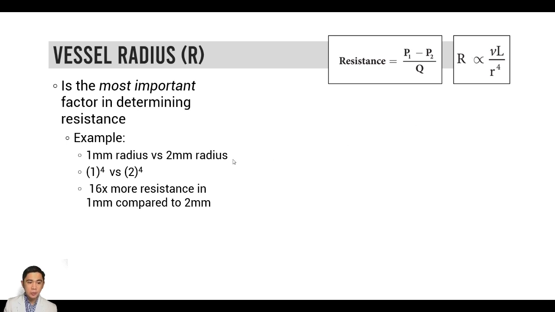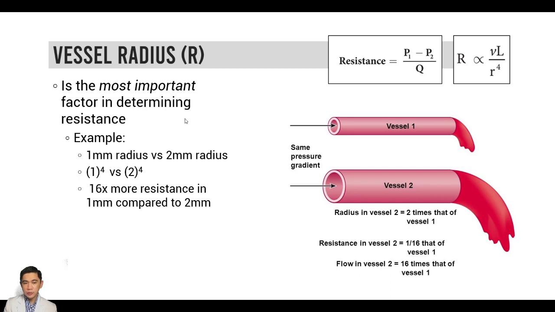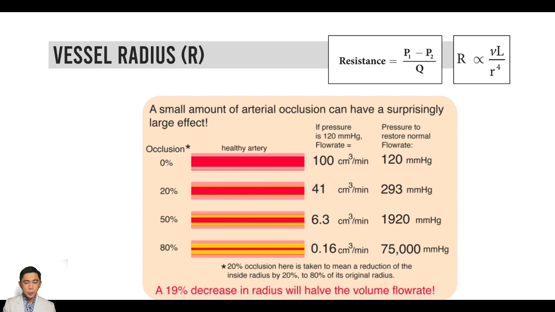So if we take a look at the following image, vessel 1 has, let's say, 1 mm radius and vessel 2 is 2 mm radius. This has a higher resistance than this one. Therefore, vessel 1 will have less flow than vessel 2. On the corollary, vessel 2 will have 16 times more flow than vessel 1. We'll apply this to arteries being occluded.